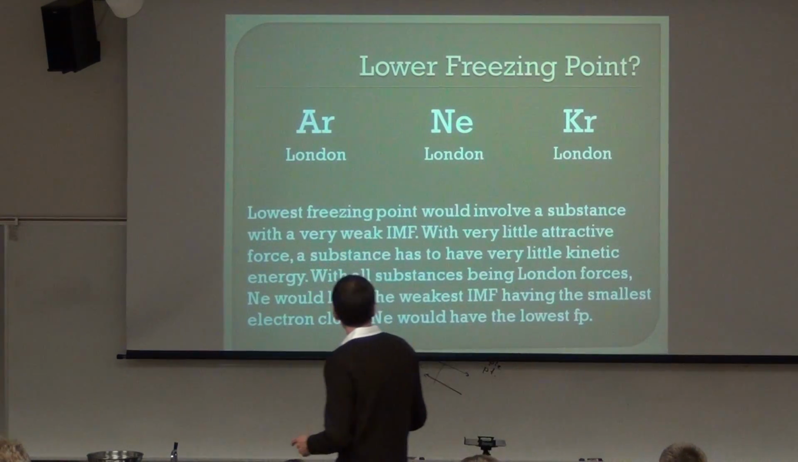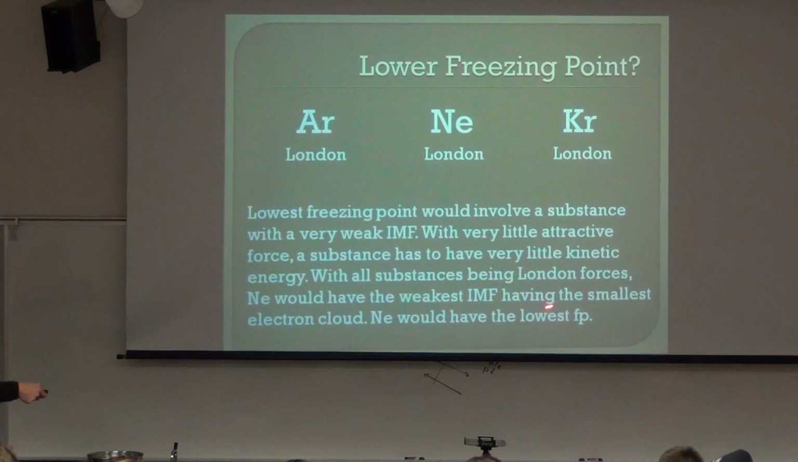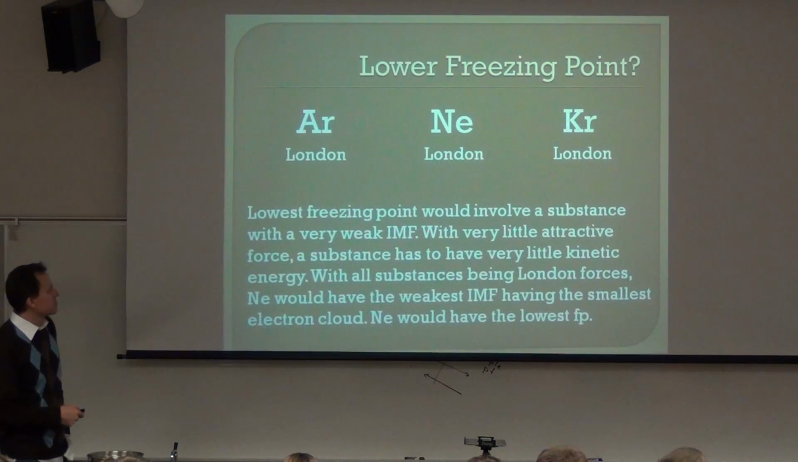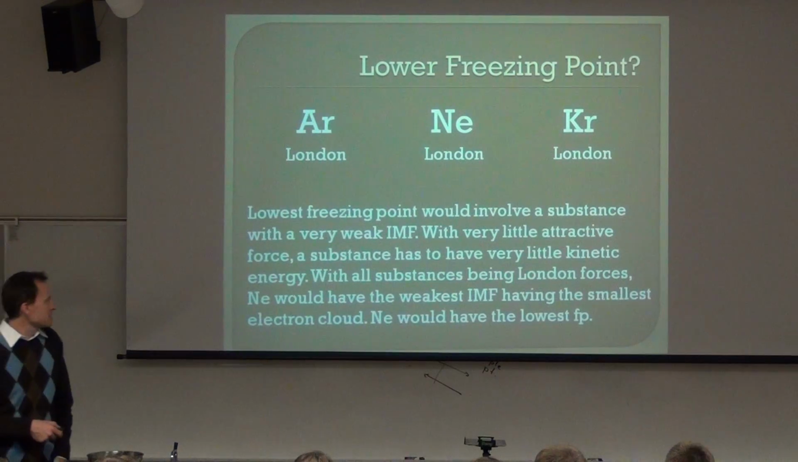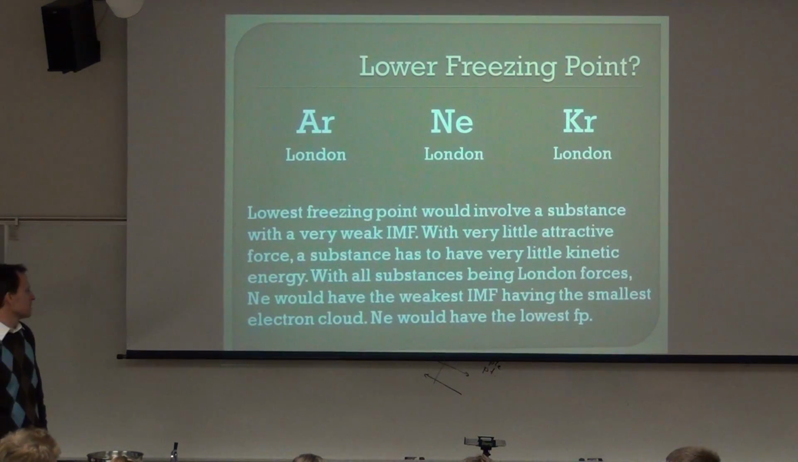And I don't even know if I said the answer. Oh, there it is. Neon would have the weakest IMF. Maybe just this last sentence is what you really need. I wrote, it's good to hear it all. Again, these are just my own words. Lowest freezing point would involve a substance with very weak IMFs. With very little attractive force, the substance has to have very little kinetic energy to be able to attract itself. With all substances being London forces, neon would have the weakest IMFs, having the smallest electron cloud. Neon would have the lowest freezing point.